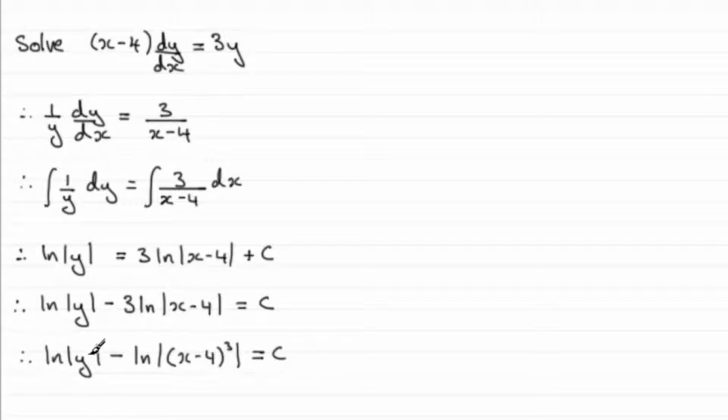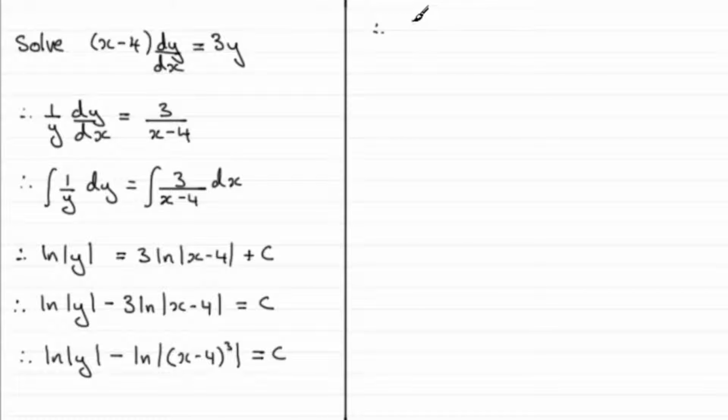Now we can group together these logs by knowing about the rule of subtraction, that this is the same as a division. Let's just come down here, and we can finish this part off. This is the same as the natural log of the mod of y all divided by x minus 4 to the power 3. And that equals the constant c.